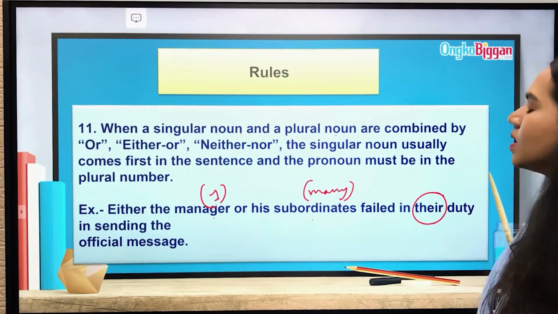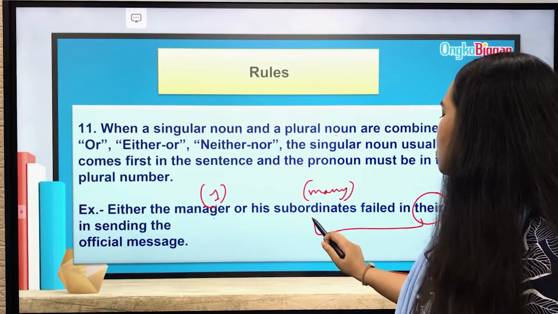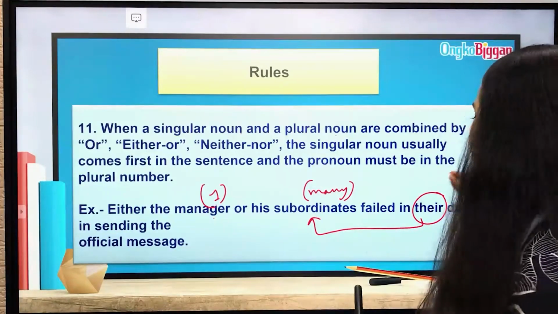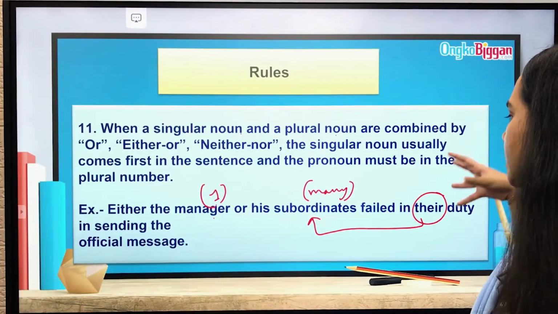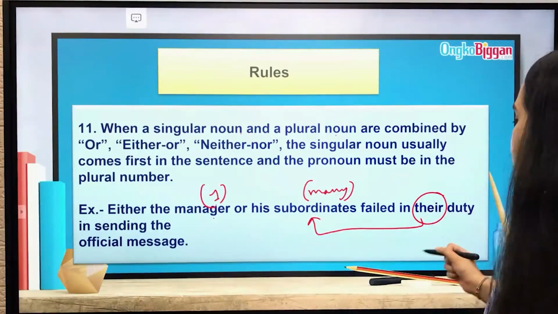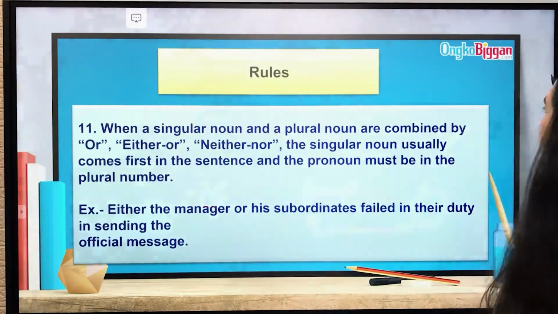So why did I use the word their here? Because I am trying to refer to the closest noun, which is subordinates. So generally in a sentence like this, I will refer to the closer noun, and the closer noun here is plural. So I will say their duty and not his duty in sending the official message.